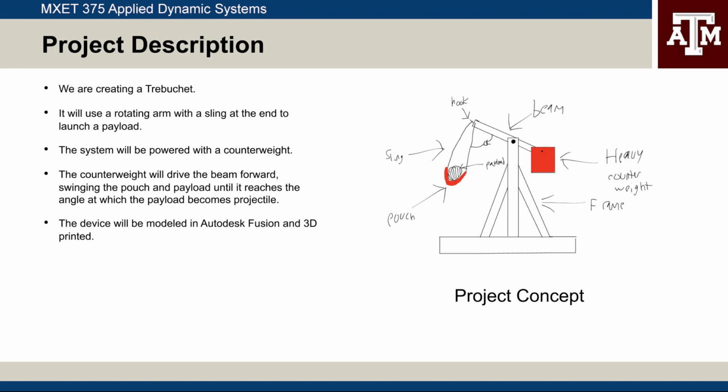The counterweight drives the beam forward by its mass being directed downwards. And what it does is it causes a rotational motion to be experienced on the sling, which, whenever it reaches an angle at the top, the hook element that attaches to the other side of the sling's pouch will reach an angle to where it is no longer in contact with the trebuchet arm itself.